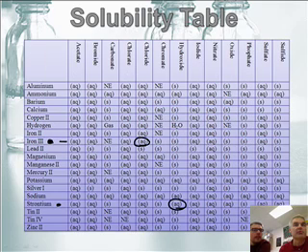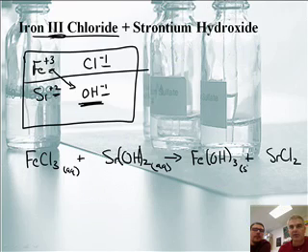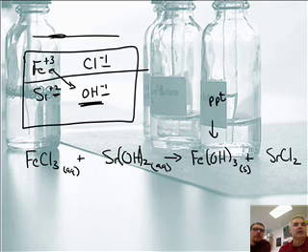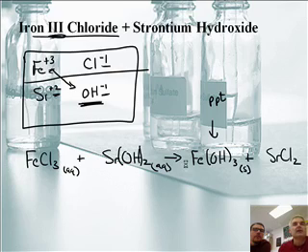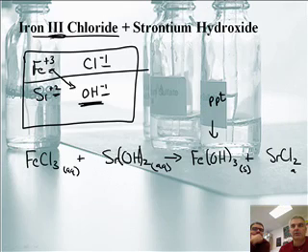Here's my iron, and we want to put it with hydroxide, which will be right there. Oh, solid. That's the dead giveaway. When this is a solid, what do we call that? Precipitate. This right here is your precipitate, ppt. And then strontium chloride is aqueous. So it works. This reaction is going to happen.